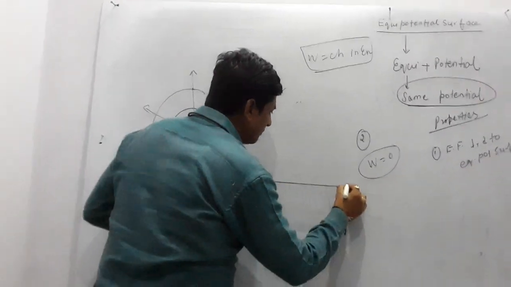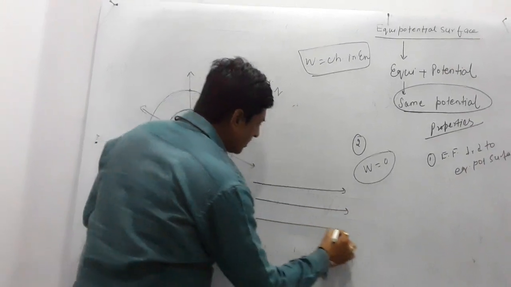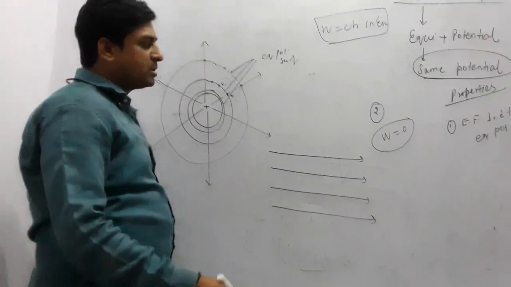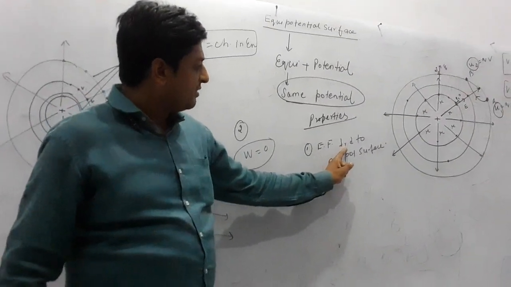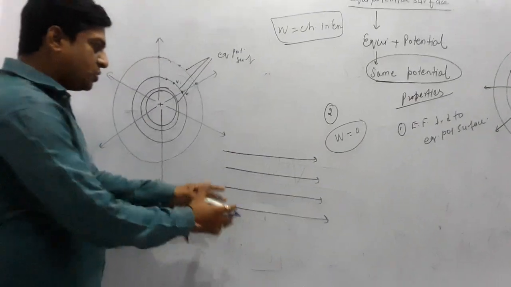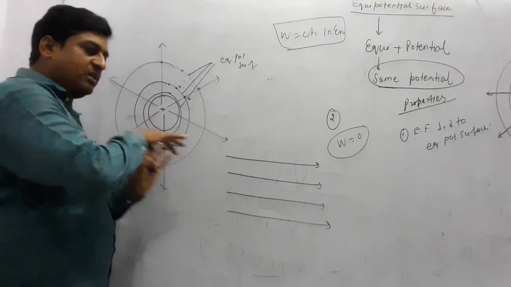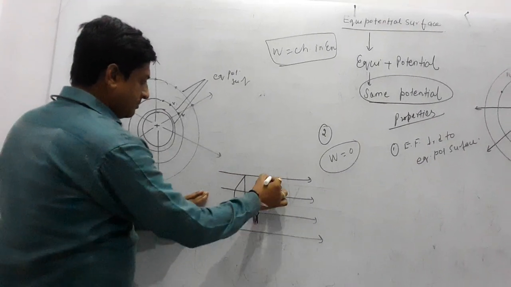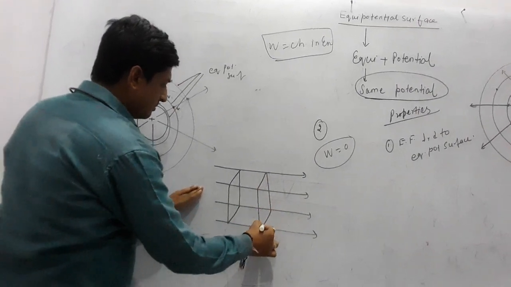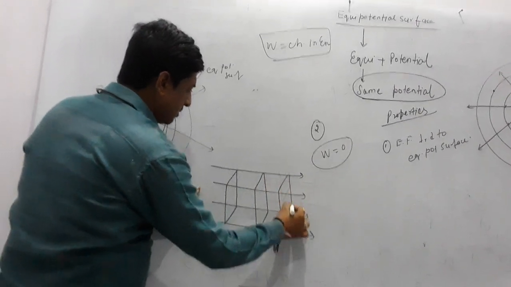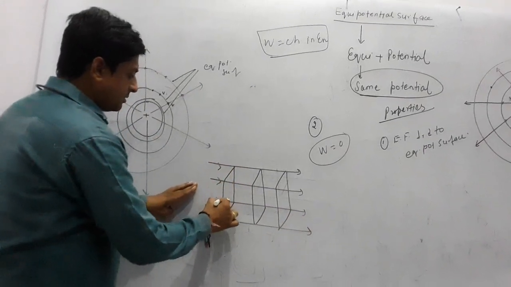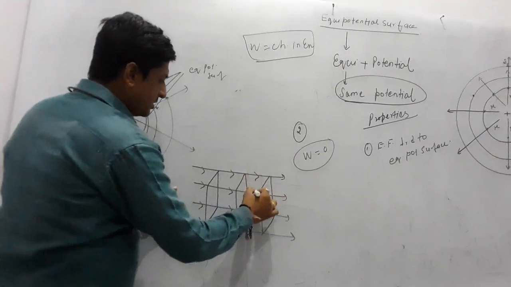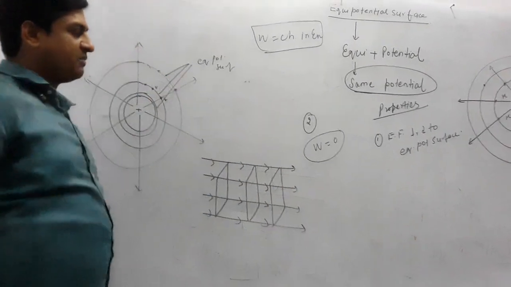If there is a uniform electric field, then the question is, what is the shape of the equipotential surface? Because you have already studied that the electric field is always perpendicular to the equipotential surface, we should draw such surfaces over which the electric field is perpendicular. Due to that, the surface will be in this way. In this way. Because you can see this is the electric field and it is perpendicular to the surface.